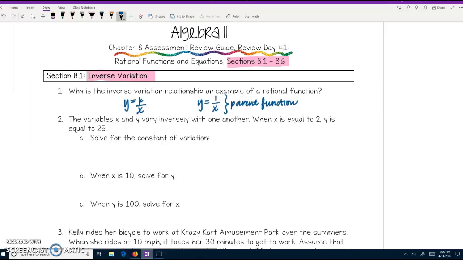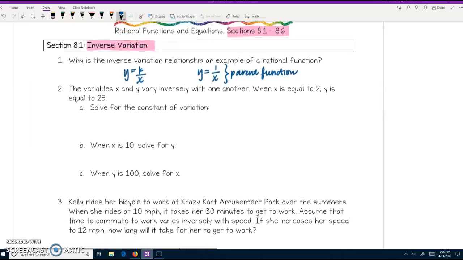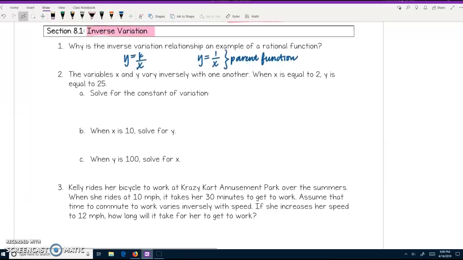So we're going to go ahead and do some calculations with that inverse variation equation. In problem number 2, it says the variables x and y vary inversely with one another. So as soon as I see that statement, I know I'm using this equation up here. When x is equal to 2, y is equal to 25. So first it says solve for the constant of variation. So what that means is I want to set up my equation, and then I want to solve for k. So I'm given x is 2, y is 25. So I'm going to go ahead and plug those in.